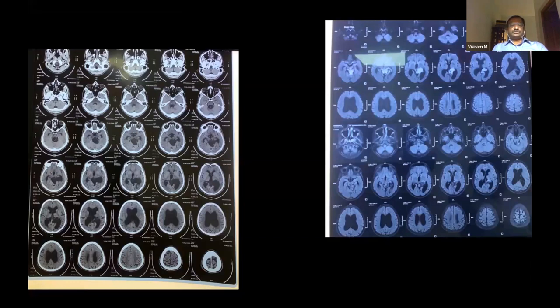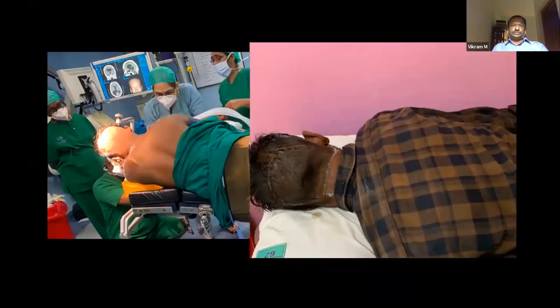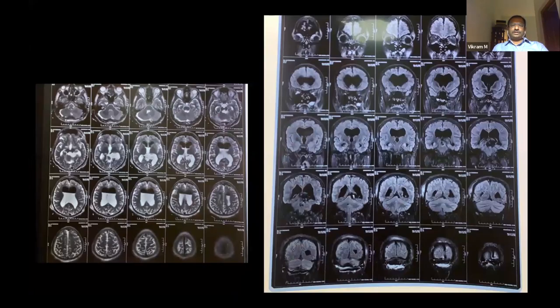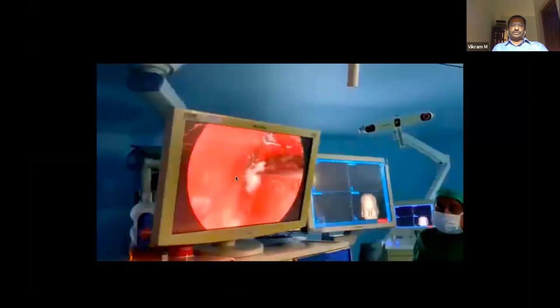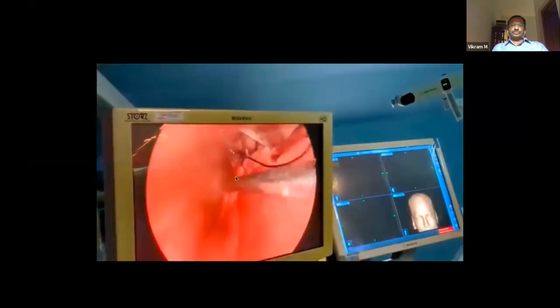So this is a patient who came with a large epidermoid extending from the pineal region and mostly extending into one side of the ventricle. So this is the three-quarter prone position I adopted, and I approached through the right-sided supracerebellar approach. And after adequate excision of the supracerebellar portion, we use the endoscope to inspect the cavity.